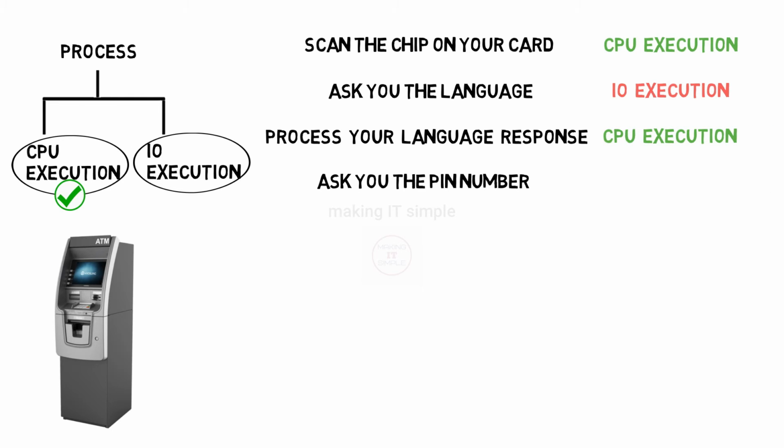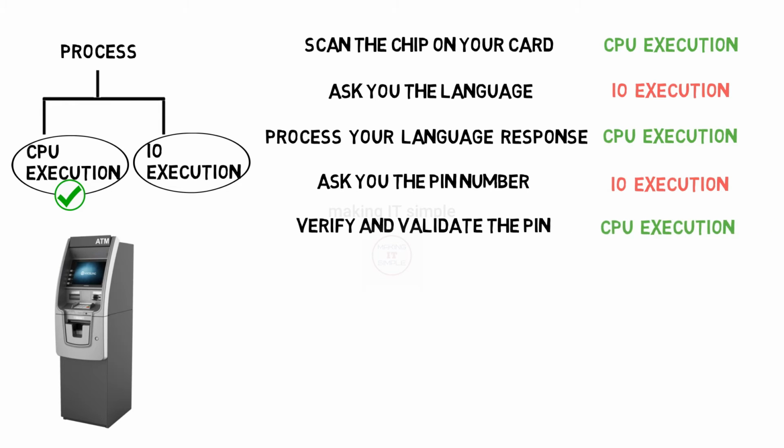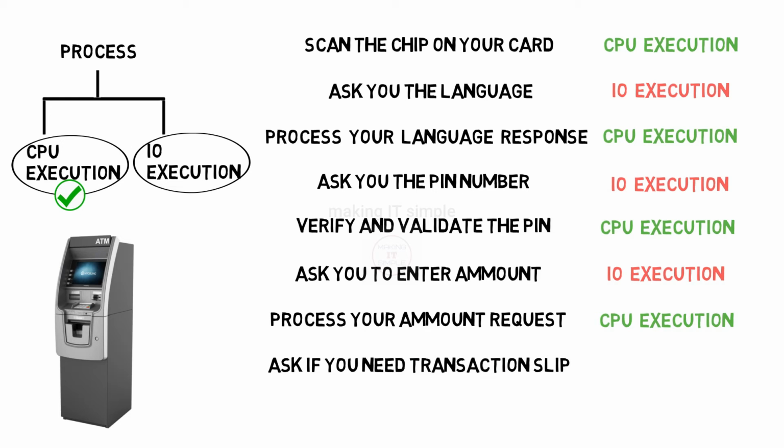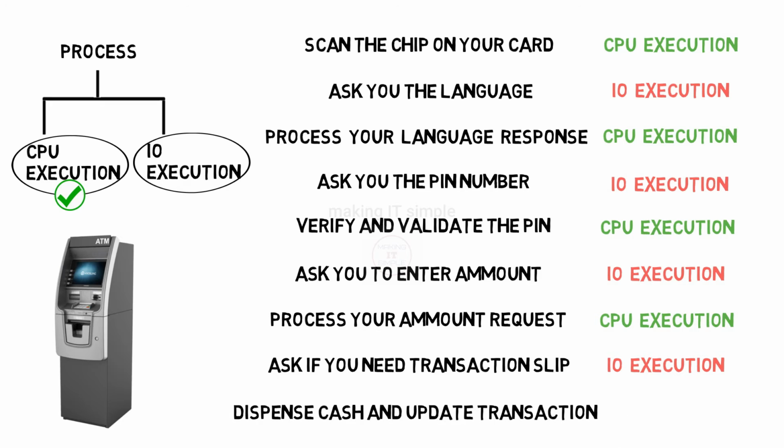Then it will ask you for the pin number. That will be again I/O execution. Once you enter your pin, it will verify and validate it. That will be CPU execution. Then it will ask you to enter the amount, which will be again an I/O operation. Process the request, and that will be again CPU execution. Then it will ask for the slip, that will be again I/O execution. And then finally, it will dispense the cash as well as the slip.